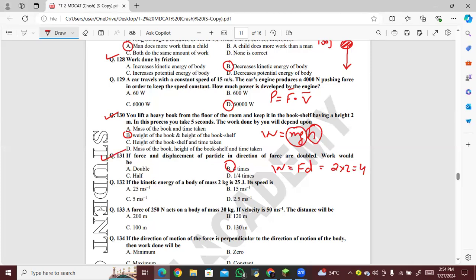If the kinetic energy of body of mass 2 kg is 25 joule, its speed is? So the formula of kinetic energy is 1 by 2 mv square. Kinetic energy is 25 and the mass is 2. Now you will take square root of this value, then 25 square root will become 5. So answer is C.